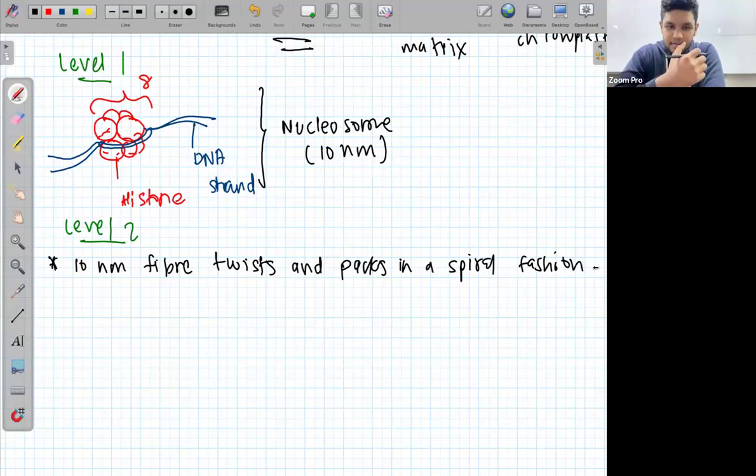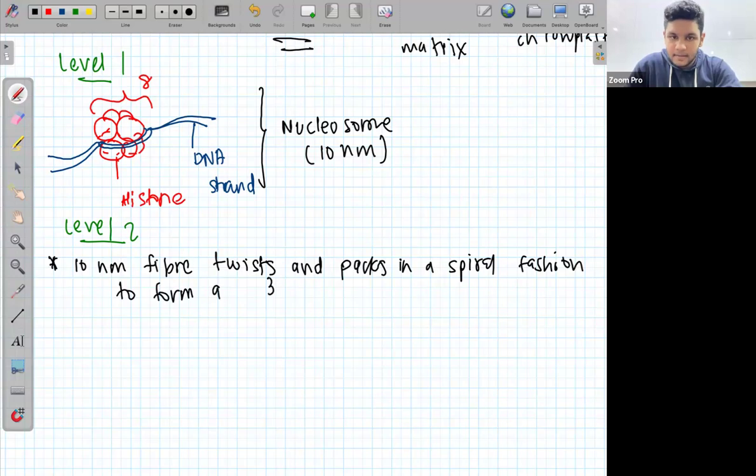Now you might think, where is the fiber? Fiber means the nucleosome. These have small dimensions, nanometer structures. 10 nanometer is a very small structure, so they are assuming it to be a fiber-like structure. So they are saying the 10 nanometer fiber twists and packs in a spiral fashion. One nucleosome, one fiber will be collected, forming a 10 nanometer fiber that twists and packs in a spiral fashion to form a 30 nanometer fiber.